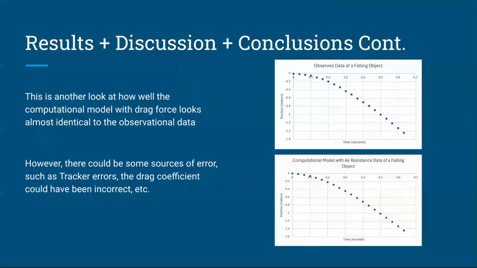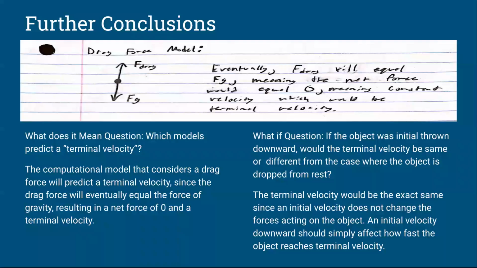These are the graphs of the drag model and the observation model, and since they're so similar, it further establishes the validity of the computational drag model. Additionally, it's important to note that the lab data could have been wrong due to tracker errors or the drag coefficient being incorrectly estimated. Now, before I end this presentation, it's important to talk about some key questions.